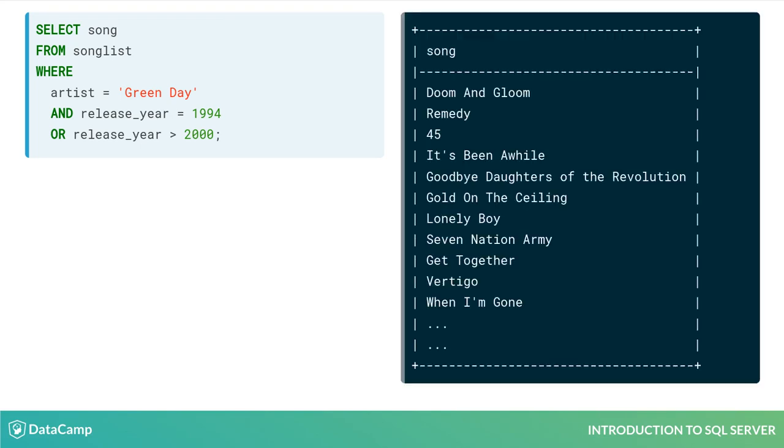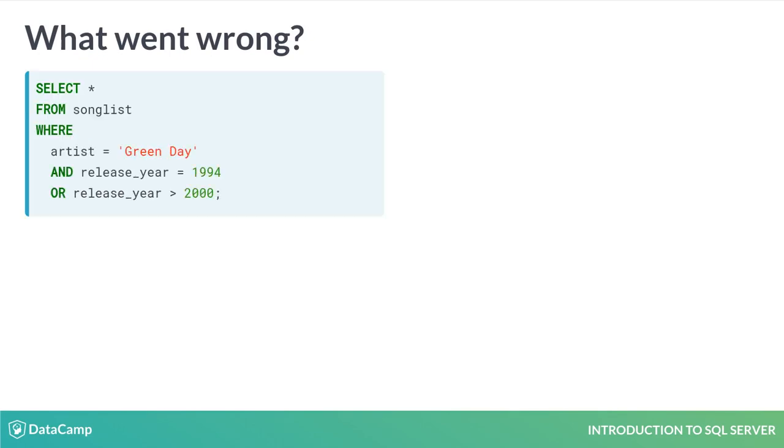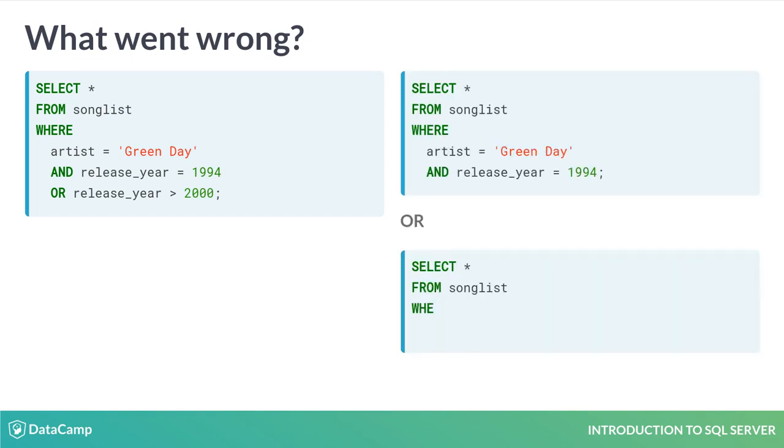Whoa, that's not good. We've got more than 6 rows. Why do you think this happened? Let's figure this out. We asked for songs by Green Day released in 1994 or after 2000. But actually, we specified 2 completely different sets. The OR keyword specifies a different condition. So, we actually asked for either songs by Green Day and released in 1994, or any song by any artist released after 2000. So how do we fix this?